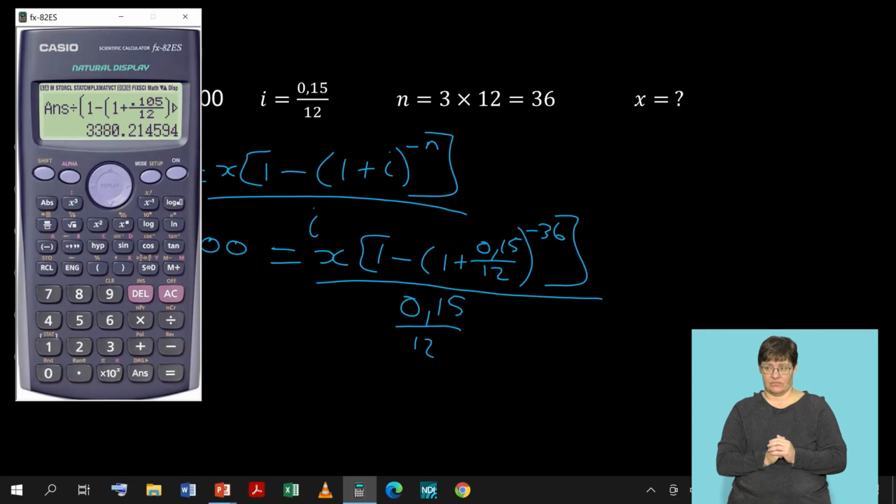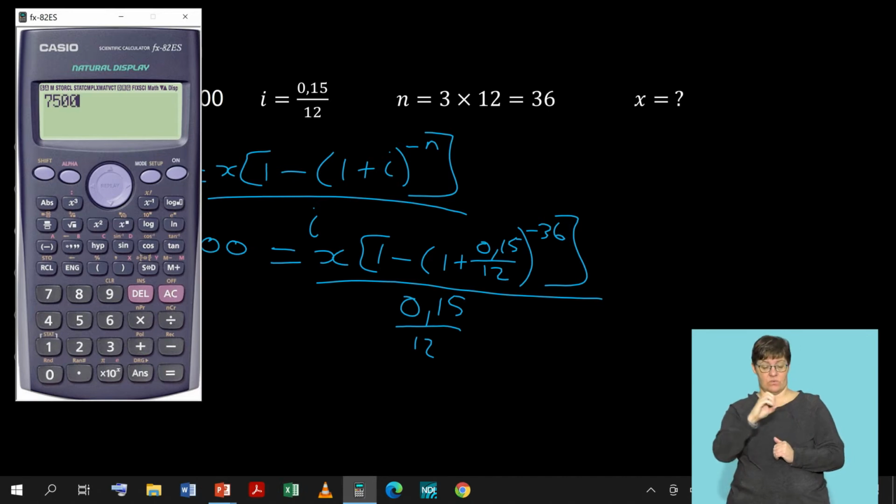Now we therefore go to our calculator to do this. With our calculator, we know this is 75,000. Multiply this amount with the interest, 0.15 over 12, to give me that much. I don't really need to know what this is because I'm just doing it all at once, right?